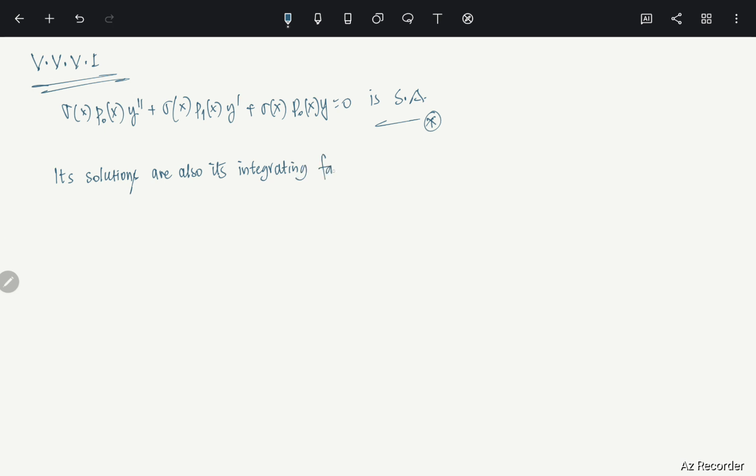Integrating factors, right? This is quite evident. You see, this is the self-adjoint equation, right? So if you solve this equation, the solutions will also be an integrating factor, right?